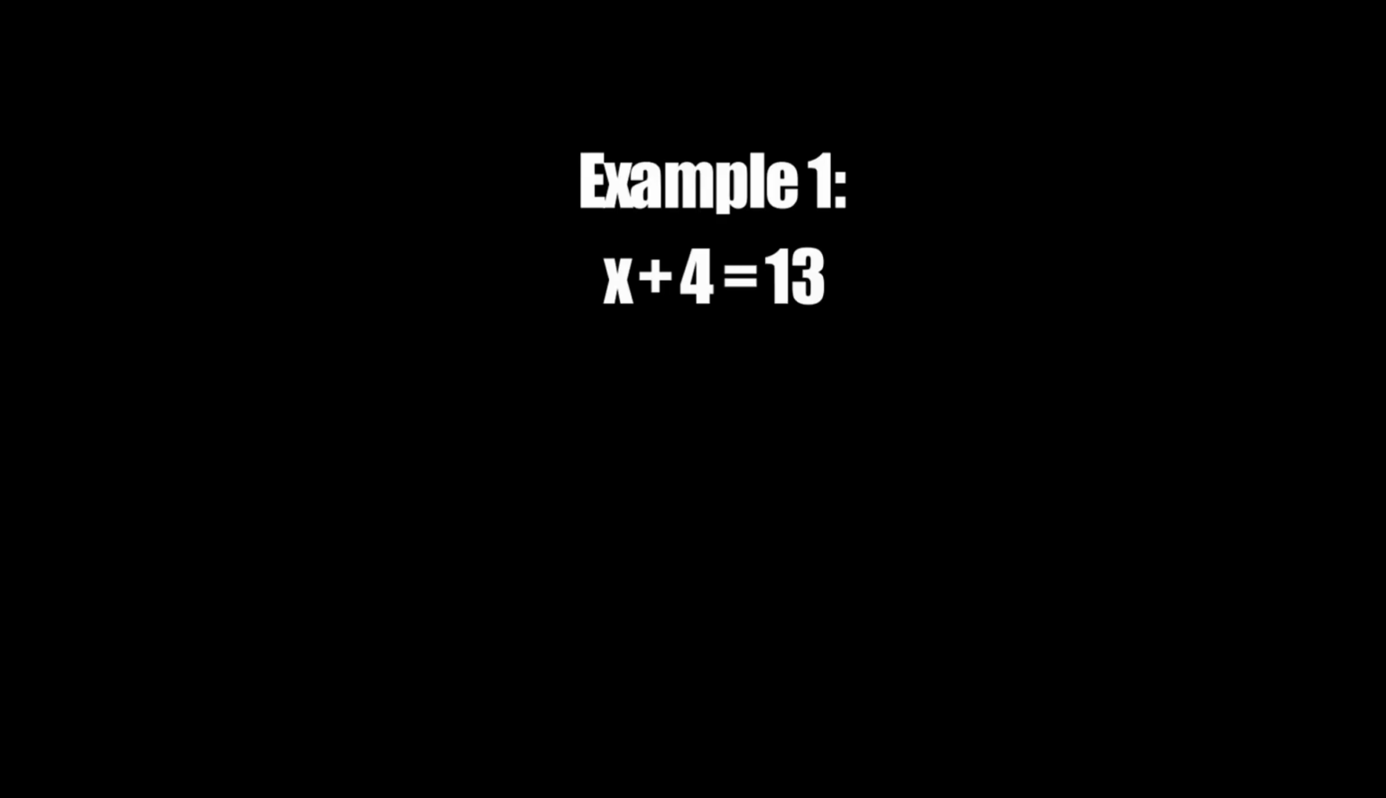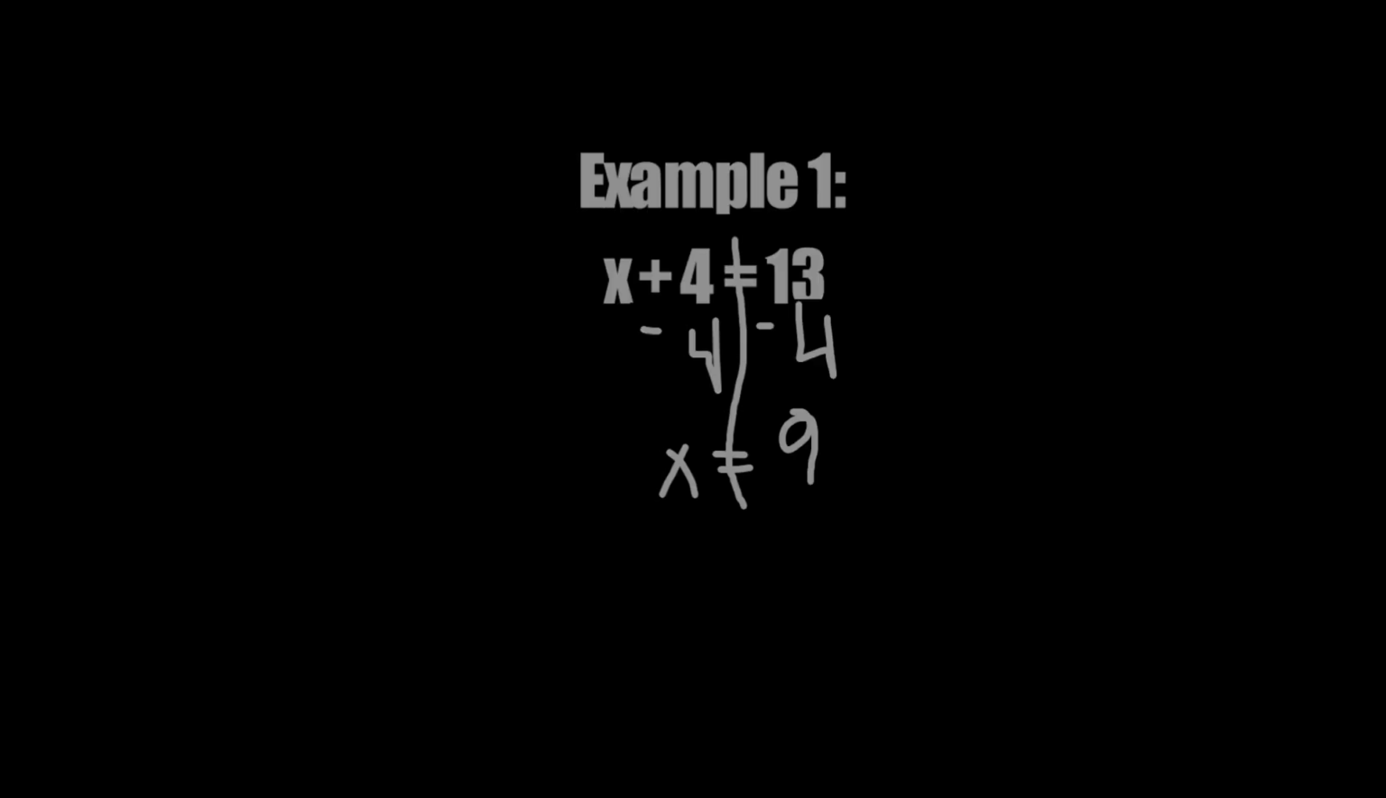Example number 1. X plus 4 equals 13. To make it easier for us, we can draw a line on the X so that we can separate these. So here we see X plus 4 and the inverse of that is subtracting 4. So we're going to subtract on this side and we're going to subtract on this side. And that will give us X equals 9.